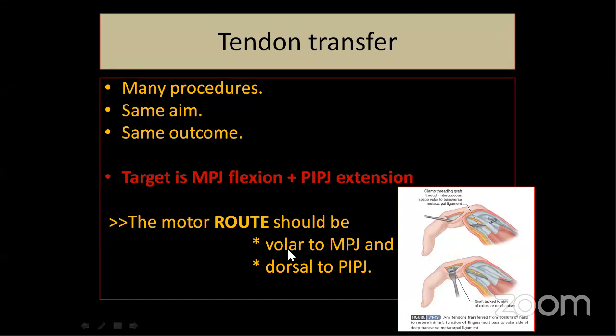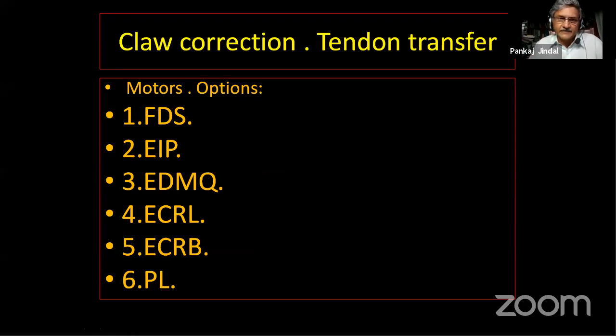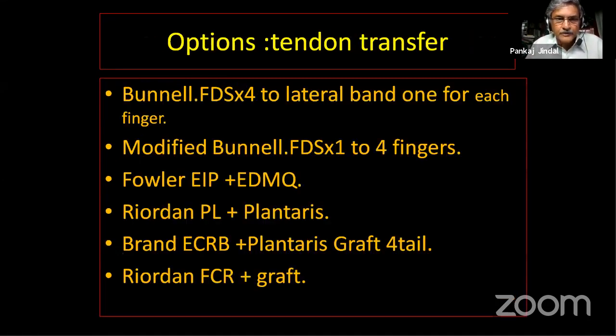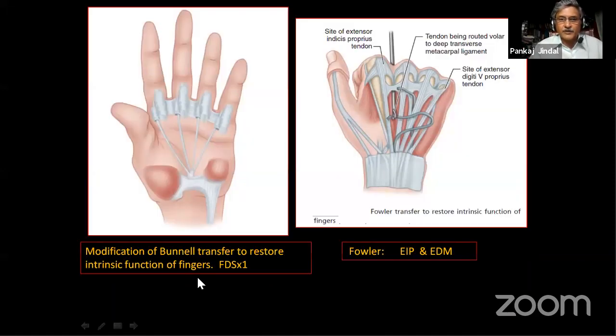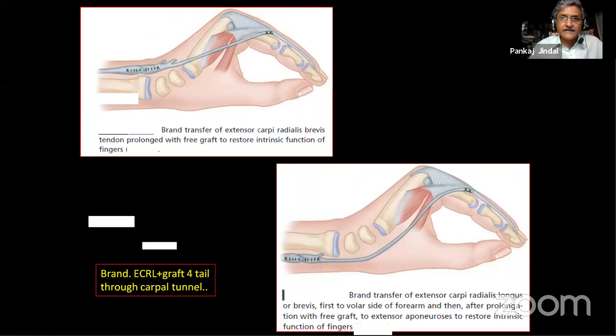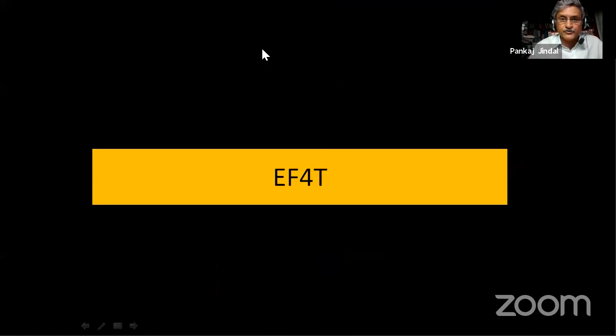And the route is always volar to MP joint, because that's the route followed by lumbricals and then interossei, and it is dorsal to PIP joint here. There are various tendon transfers available, various motors are available. We talked about it earlier. It's very important for postgraduates to know all these names. Bunnel's, modified Bunnel's, Fowler's, Riordan's, Brand's, various tendon transfers are available. It's not possible to go into the details because you have to go through them again and again to understand the difference. But bottom line, as I said earlier, is the tendons are going volar to MP joint and dorsal to IP joints. So there are various transfers you are supposed to know here.